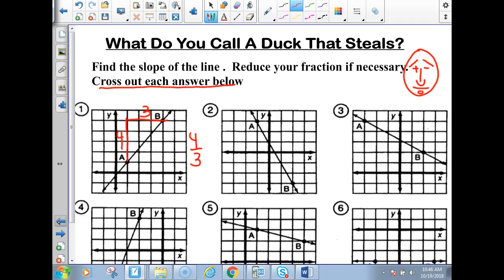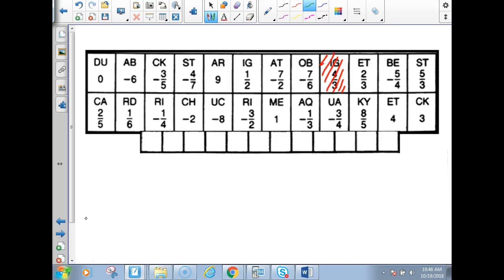Let's do one that's going downhill. So number 2, you're going from A to B again. How do you climb? Down 1, 2, 3, 4, 5, 6, and right 3. So that's negative 6 over 3, and that reduces to negative 2. So I go look for negative 2 in the puzzle, and I cross out that.